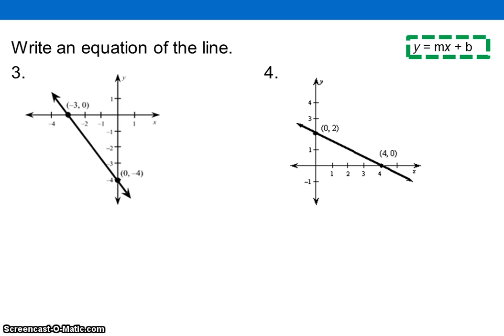Wow, these look totally different, Miss Fitzgerald. Whoa! But guess what? We can do it. Well, this point right here, that's where the line crosses the y-axis. So we know that is our y-intercept. Right. Which is the letter b. So I know b is -4. So looking at this, how do I determine what the slope is?